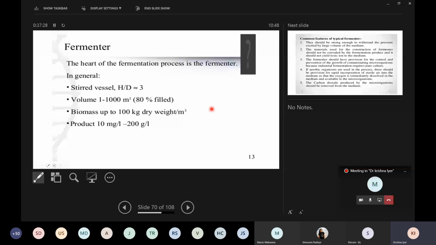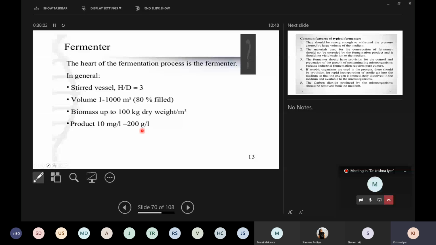And the product that you get, typically on a good day, will be in the range of 10 milligram per liter to 200 grams per liter. But by and large, many products are produced closer to this low end rather than this high end. Only a few products give very high yields like 200 grams per liter. Many antibiotics, insulin, etc., are at this low end. But that is good enough.